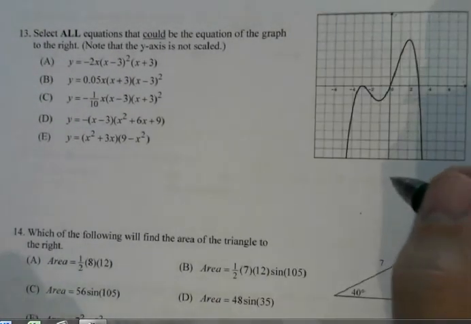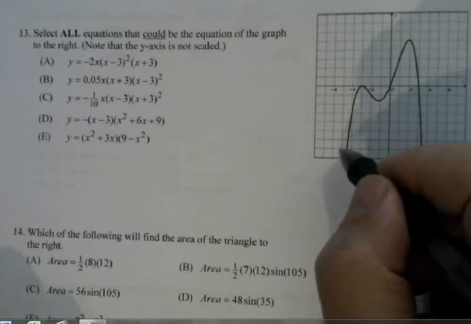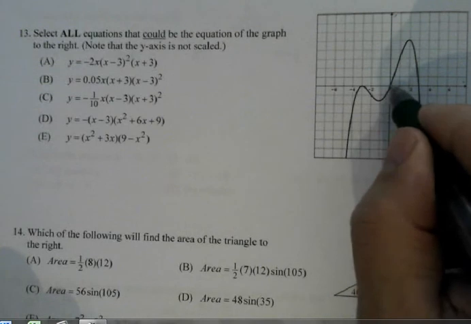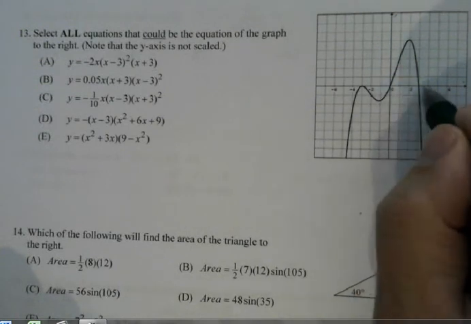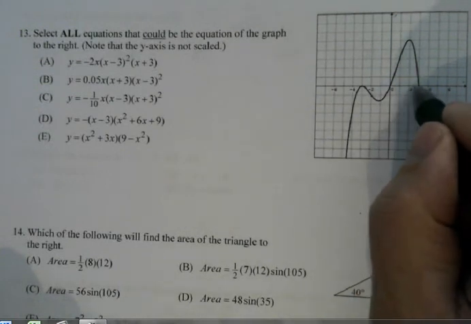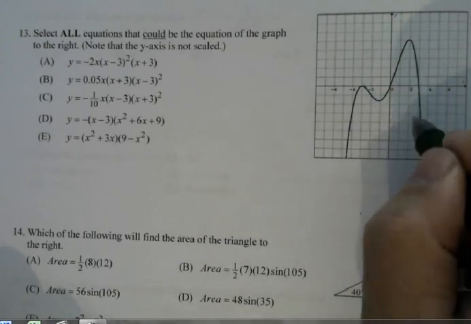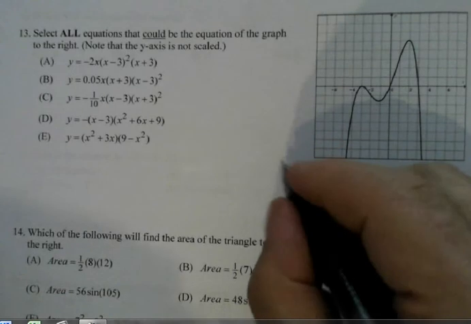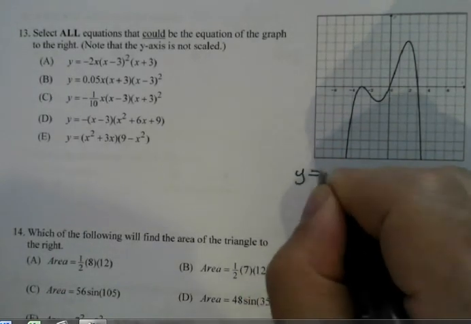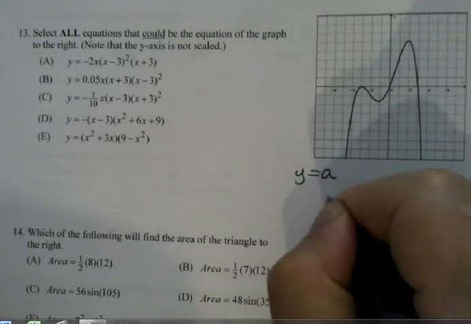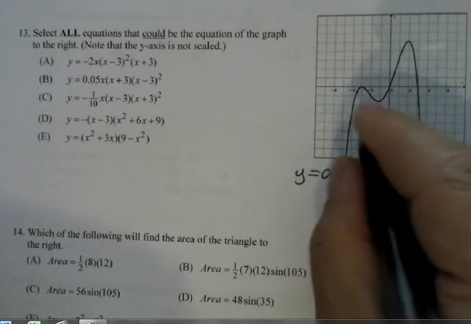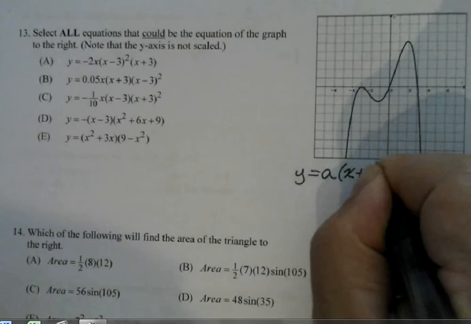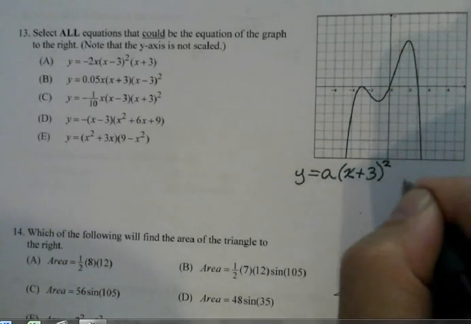Okay, so on this graph, I can see that we have a double root at -3, a single root at 0, and a single root at +3. I see it's flipped over, but that tells me that my a value is going to be negative. So just as a general form, I've got y is equal to a times this set, -3, so it's x plus 3, double root makes it squared.